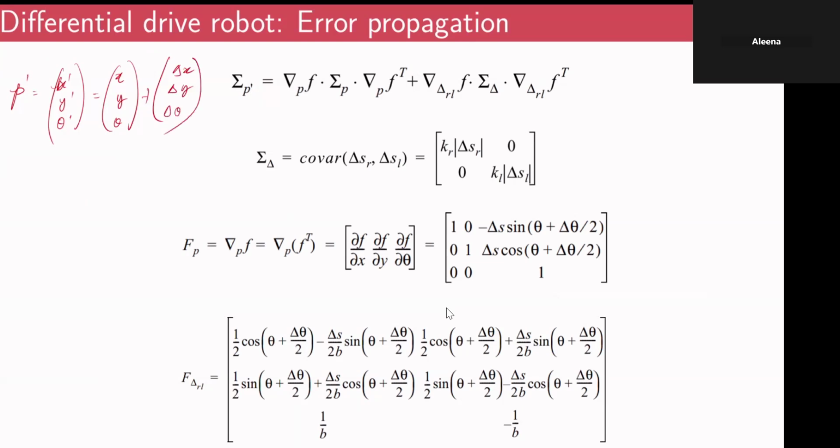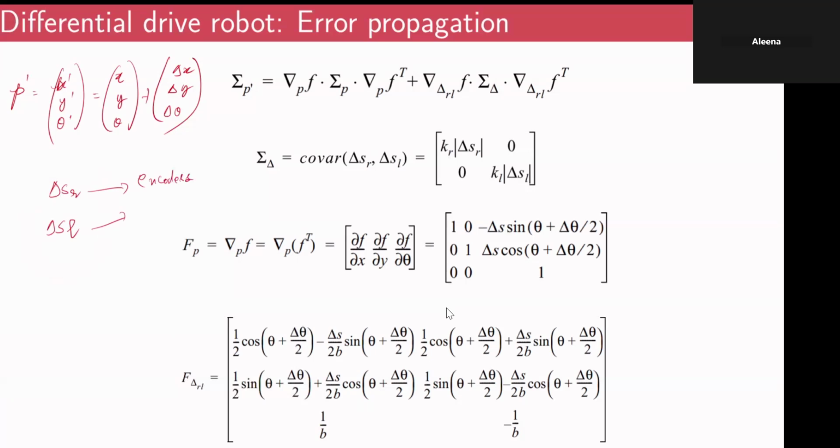But as you already expect, there should be some sort of an uncertainty associated with this because of wheel slippages, wheel misalignment, all these sort of things. And we are basically sampling this delta x, delta y, and delta theta from the inputs from the motor, delta SR and delta SL. The way that we are estimating this delta SR and delta SL is through encoders.